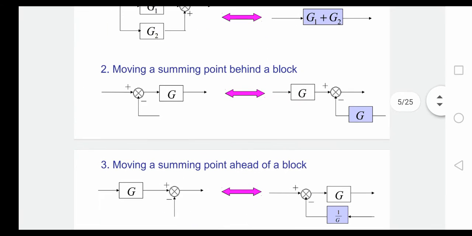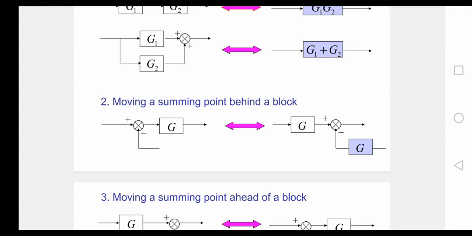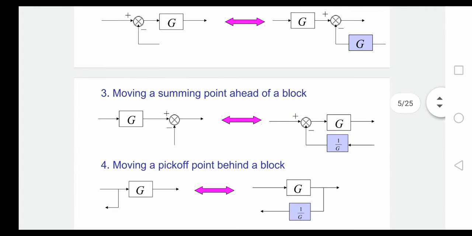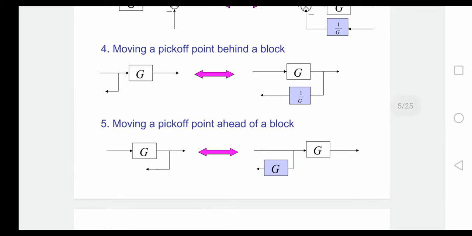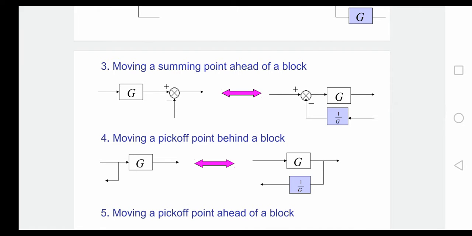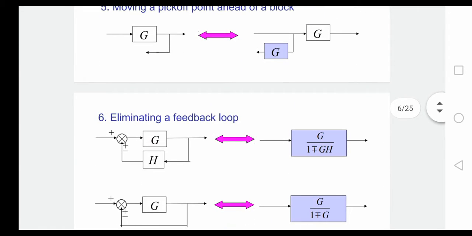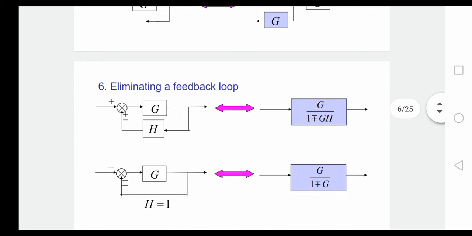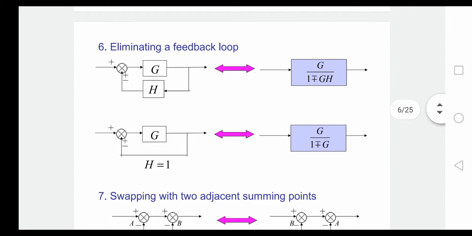Just remember one thing: summing point behind the block g, ahead of the block 1 by g; pickup point behind the block 1 by g, ahead of the block g. Just remember one, then the opposite applies in parallel. Elimination of a feedback loop, we already know this: gh is the feed forward path, meaning you need to add or subtract. Eliminating the feedback path means you take g divided by 1 plus or minus gh, or if h is equal to 1, then you get g divided by 1 plus g.